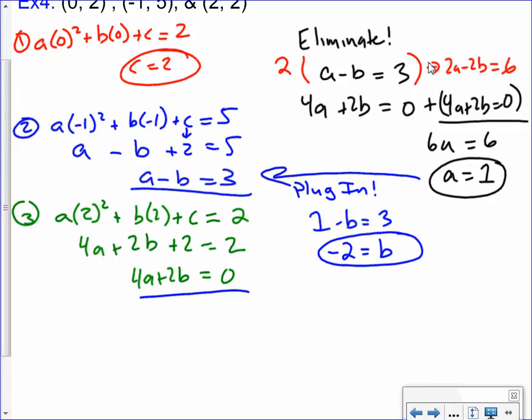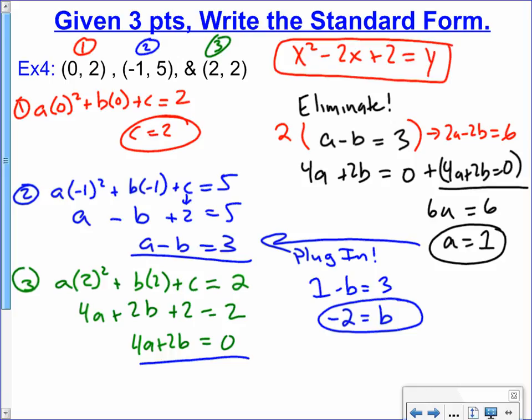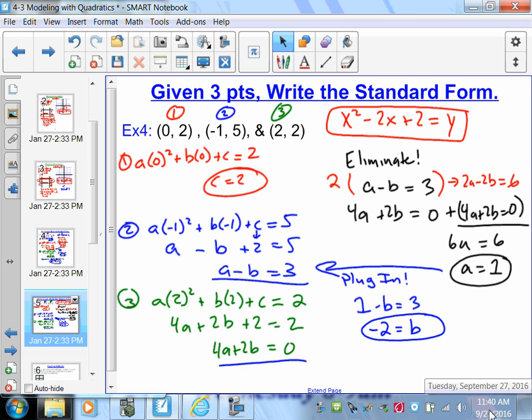Okay. Here we go. Final answer. Ta-da! It's good though. How do we check our work? How do we check our work, Miss Fleck? How do we check this thing? You plug it in. Let's plug this in.